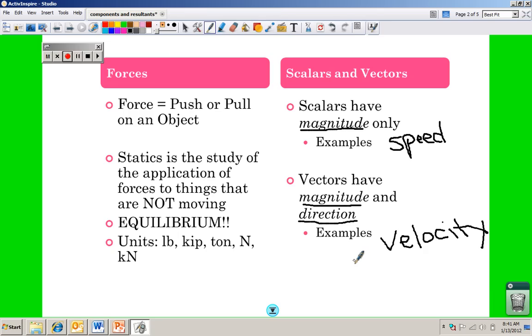Okay. Some other examples of vectors would be acceleration. And you could say north, south, east, west, to the right, at 30 degrees, at 270 degrees. Those are all ways of giving directions.